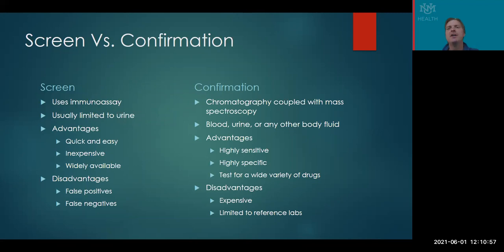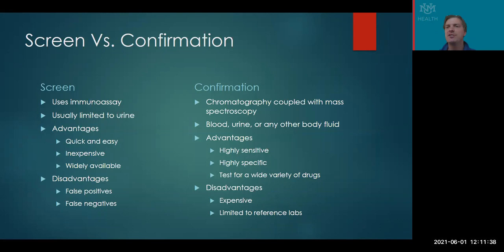So I think one thing is to understand the difference between having a drug screen and a drug confirmation. A screen uses an immunoassay, i.e. dollar store technology, and is usually limited to urine. Advantages are that it's quick and easy. It's inexpensive. Like I said, this is dollar store technology. It's widely available. You can do this in your own office. It's CLIA exempt. CLIA is like the Joint Commission, but oversees the labs. But the disadvantage is there are a lot of false positives and false negatives.